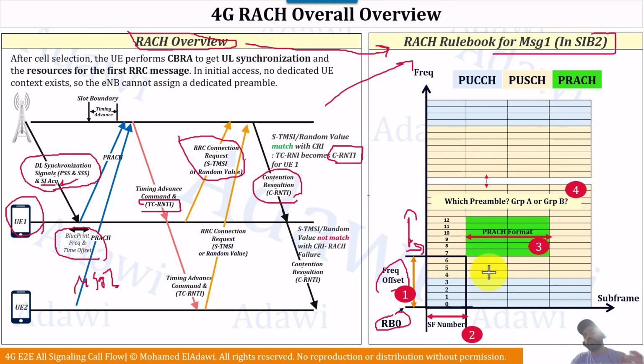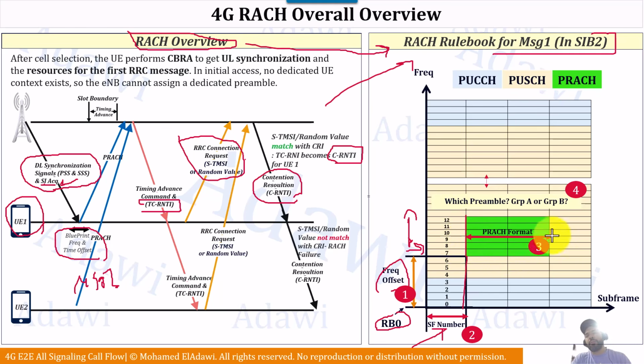But still he doesn't know at which subframe. So there is another piece of information, something called the slot configuration index. This will tell him the start subframe number. For example, here it tells him your subframe number starts at subframe 2, so he will be standing here at subframe 2. This will be his start point, at resource block 7.